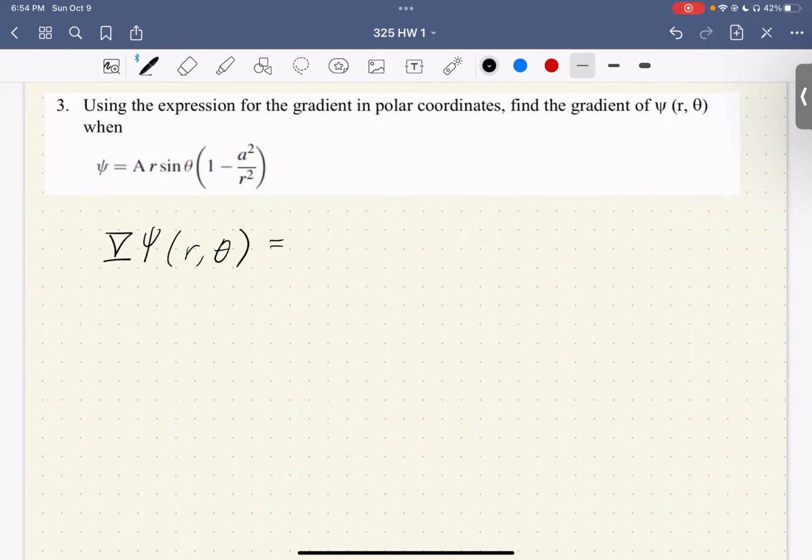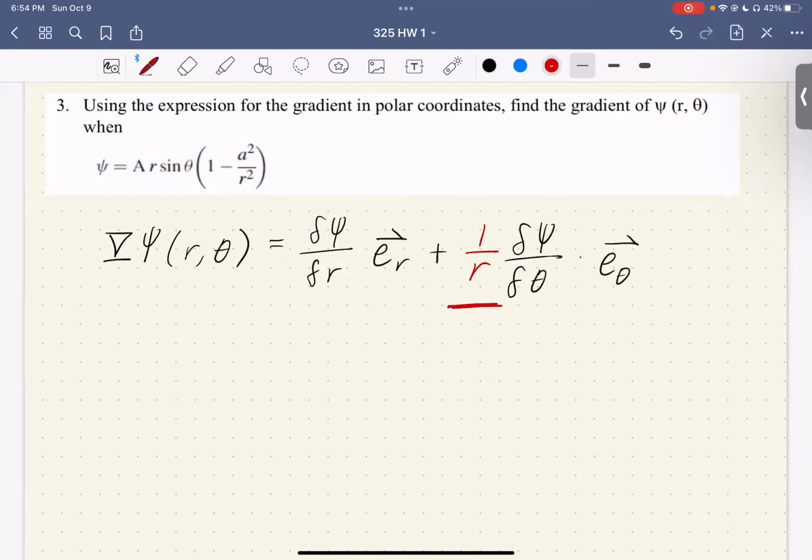Then same thing. We have the partial derivative of phi with respect to r. Then we have the unit vector for r. And then this is where it's a little different. We're going to also have 1 over r times the partial derivative of phi with respect to theta. This is always true. So please keep this in mind that you do have to multiply 1 over r to your final expression.